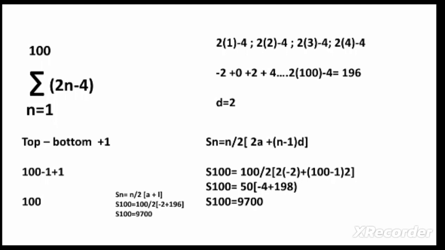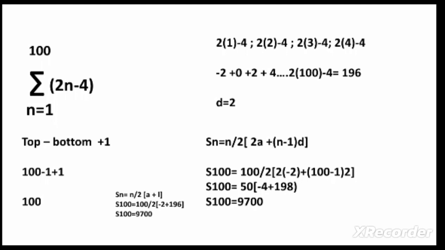And then we have Sn is equals to n divided by 2 in brackets 2a plus in brackets n minus 1 close bracket d, or you can use the formula Sn is equals to n divided by 2 in brackets a plus l, because we have the last term, so you can also use this formula of the last term. But the problem is finding the n, right? How do you find the n? You take the top number minus the bottom number plus 1.